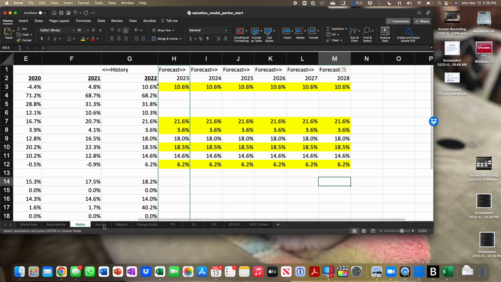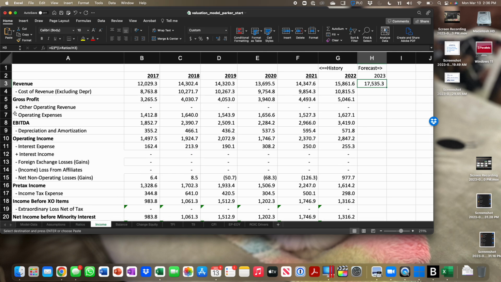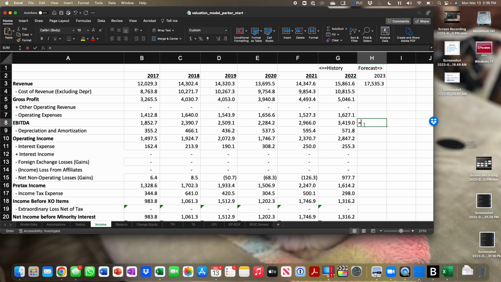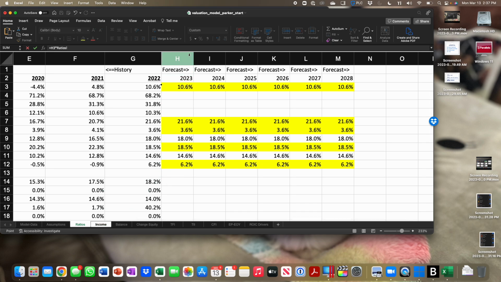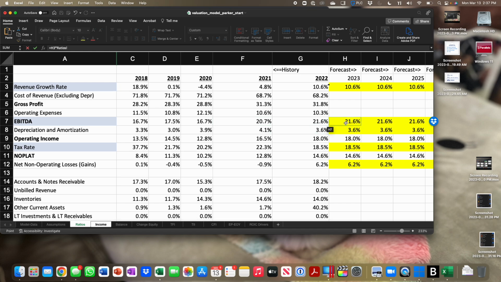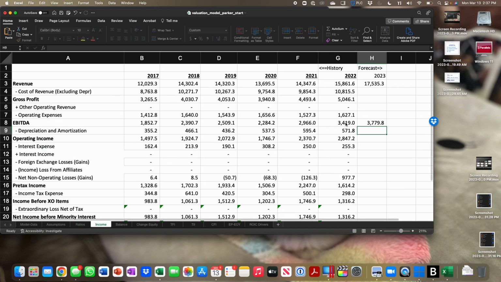On the income tab, the next ratio we forecasted was EBITDA in dollars. That's what we need. So in 2023, EBITDA in dollars equals, so this is H8, 2023 forecasted revenue H3, times, from the ratios tab, 2023 EBITDA as a percentage of revenue, that is H7 from the ratios tab. So that will give me 3779.8 million of EBITDA.